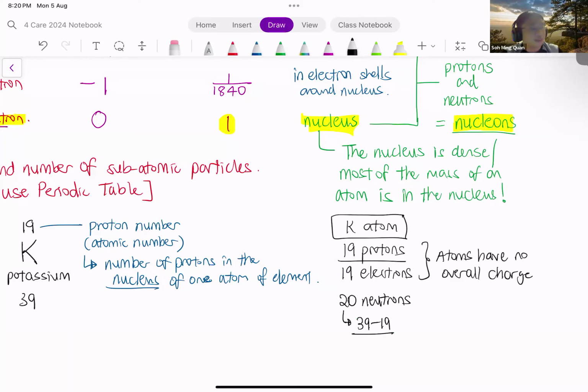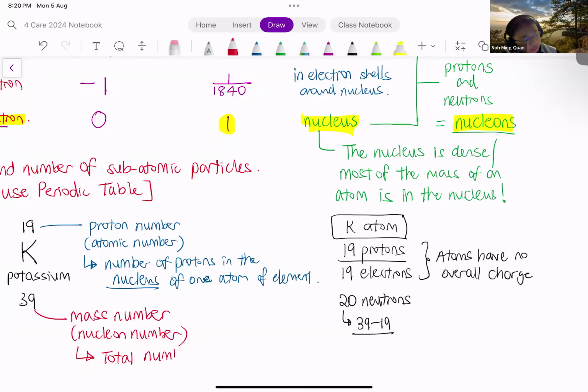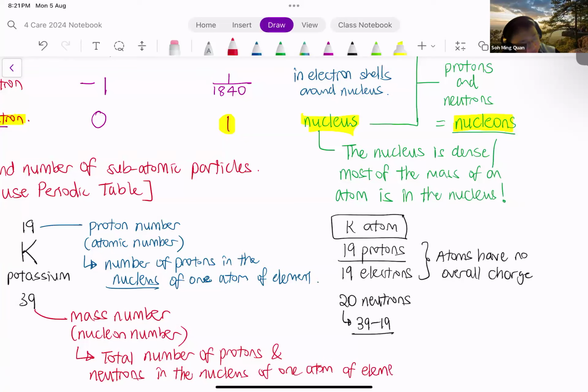Okay, so what is 39 actually? 39 is the mass number. The mass number is also known as the nucleon number. So this word nucleon should ring a bell. We did this in the previous section. So what is nucleon? Nucleon is the total number of protons and neutrons in the nucleus of one atom of the element.